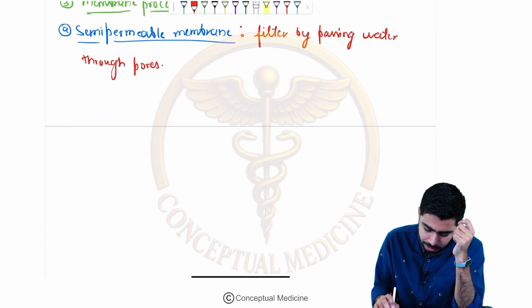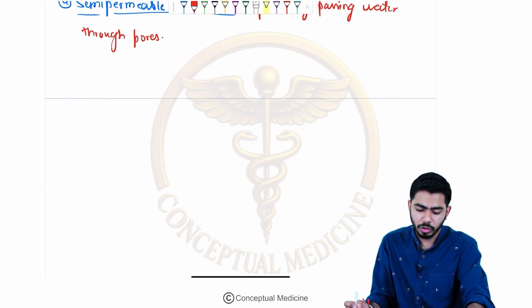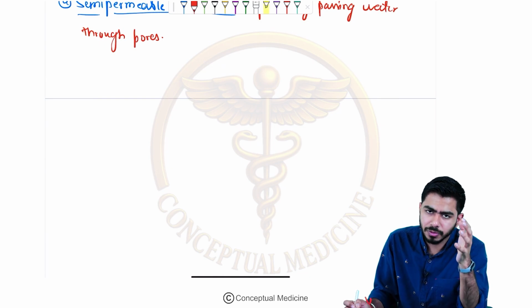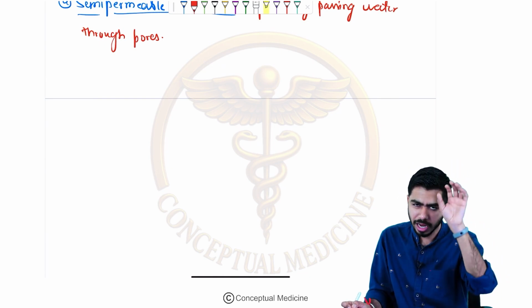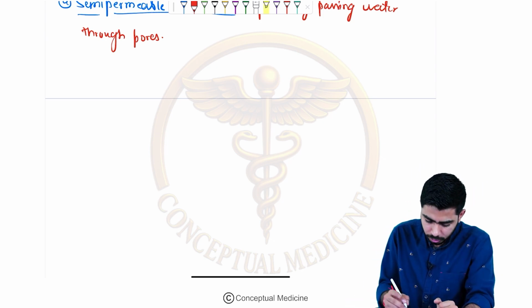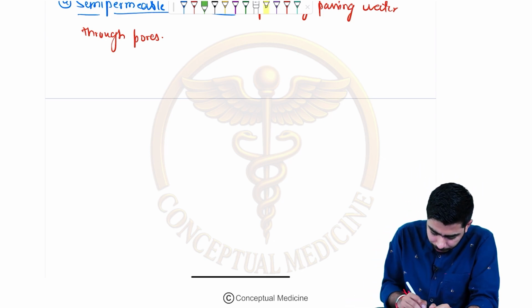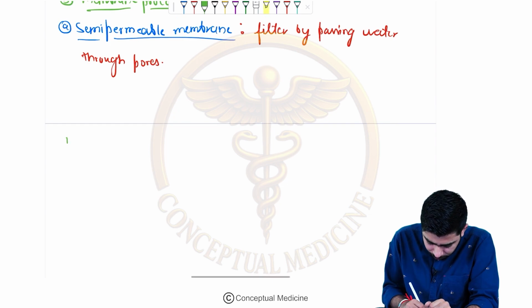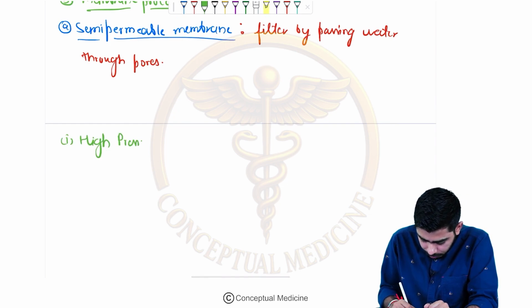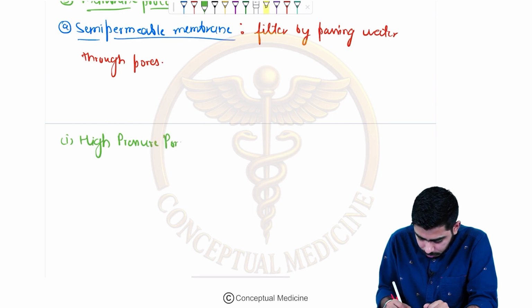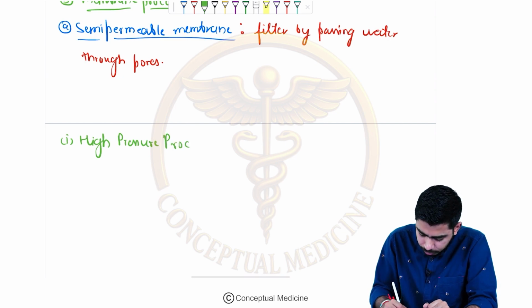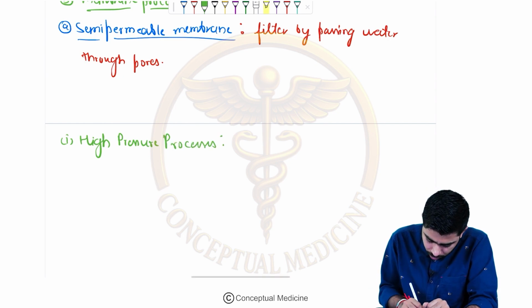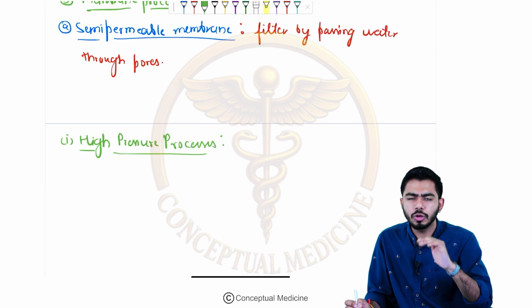Now the size of the pores might differ, and on the basis of the pore size we can say that this filter is better or this filter might not be better. So on the broader picture, we can classify them on the basis of high pressure processes and low pressure processes. We have two classes over here: high pressure processes and low pressure processes.